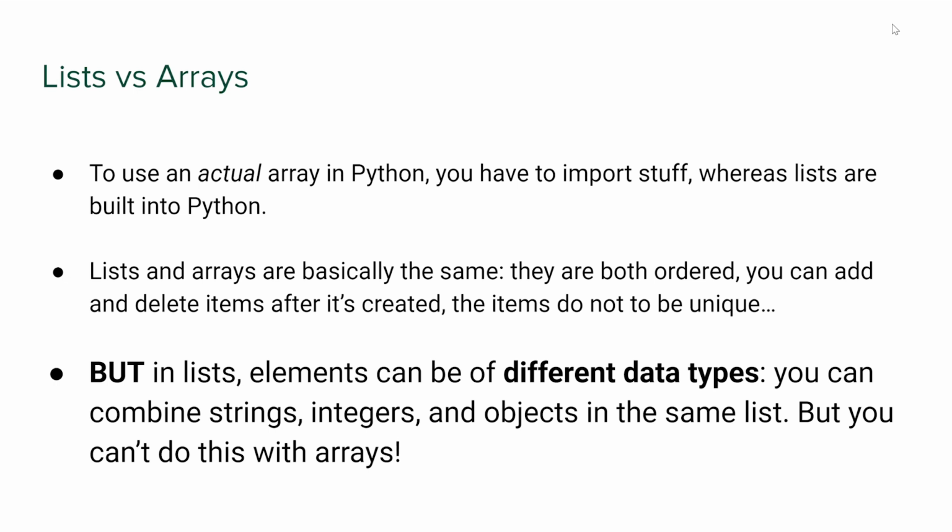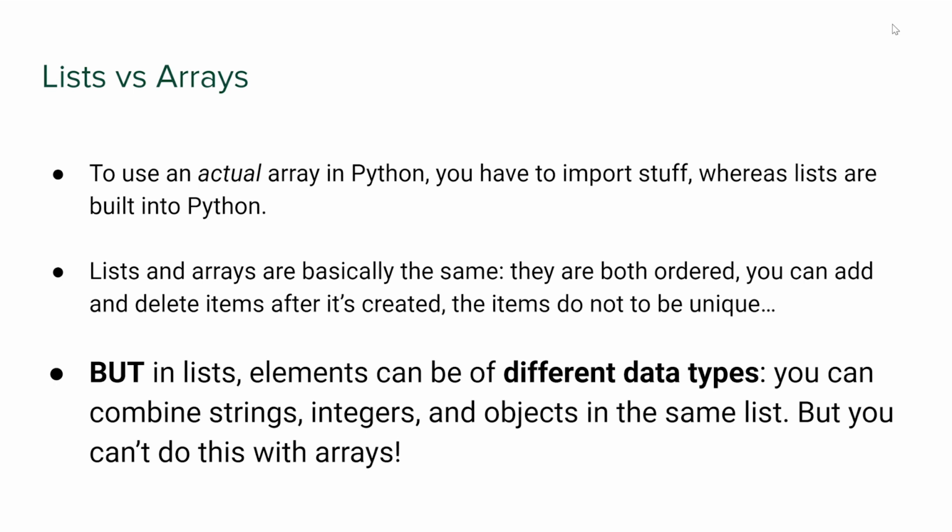So you can combine strings, integers, and objects in the same list. But you can't do this with arrays. What that means is, if I have a shopping list, with a list, I can have apple, banana, pear, 5, 10, 15, let's say, being how many apples, pears, and bananas I want to buy, right? But in a conventional array in Python, with the importing and stuff, I can't do that.